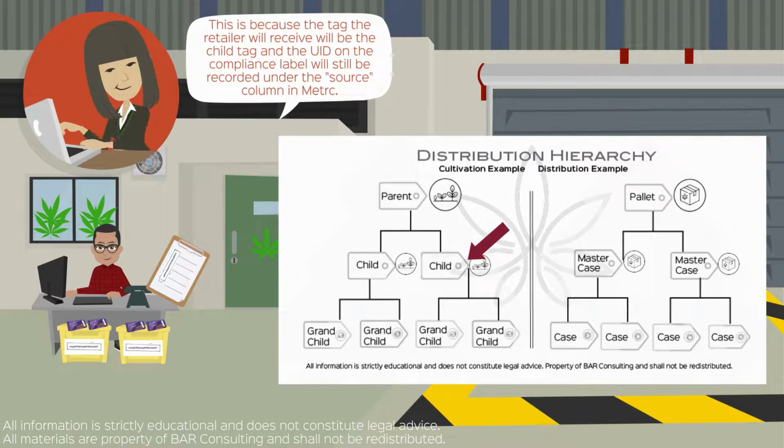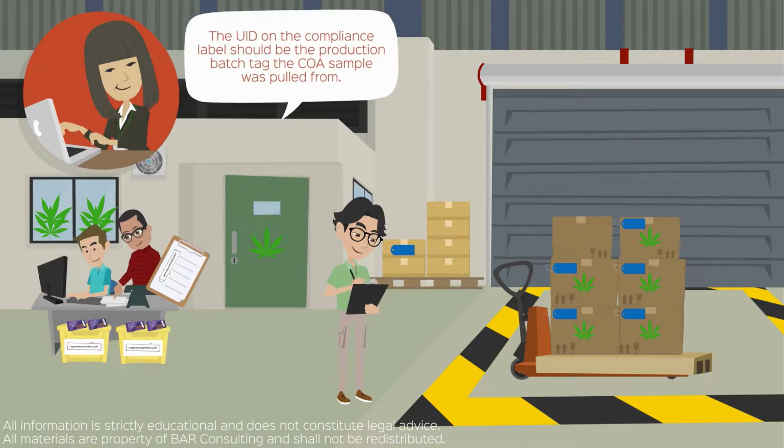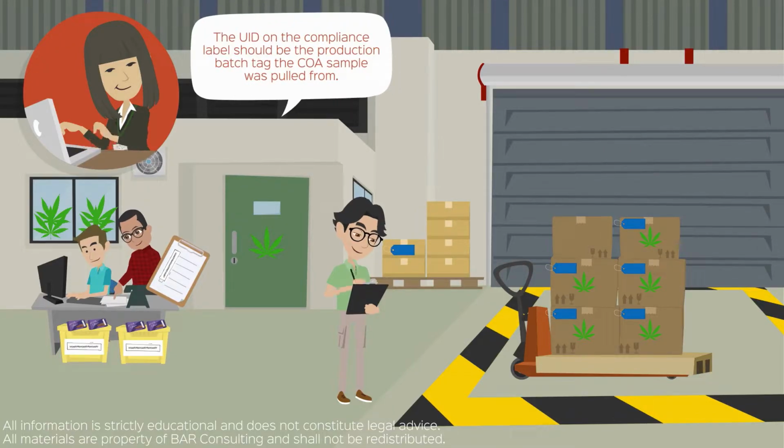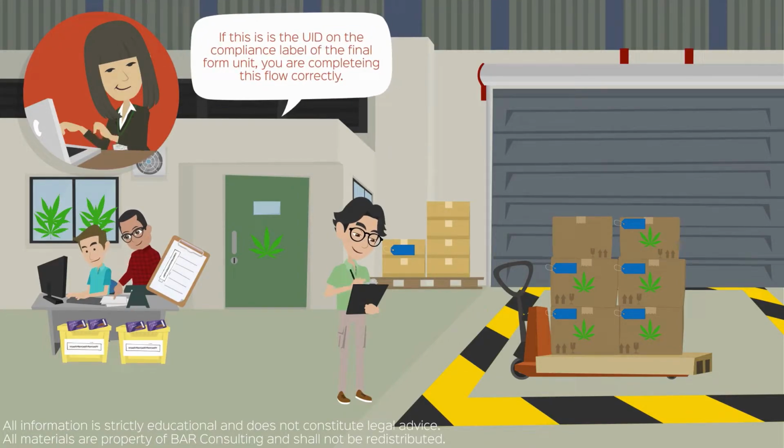However, the UID on the compliance label will still be recorded under the source column in Metrc, allowing the retailer to still find the UID on the compliance label and in their Metrc. I have received clarification that the UID on the compliance label should be the production batch tag the COA sample was pulled from. If this is the UID on the compliance label of the final form unit, you are completing this flow correctly.